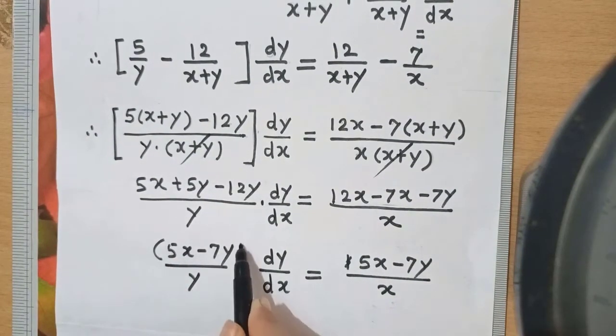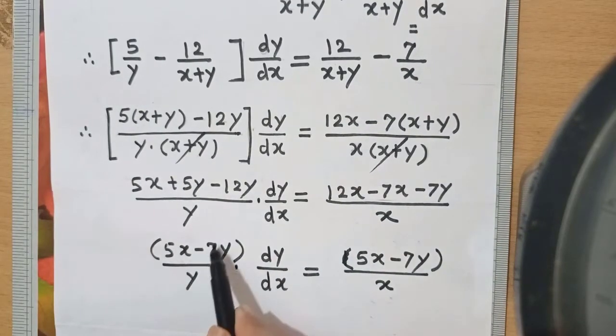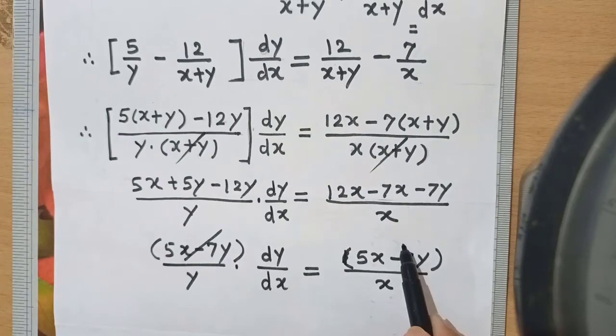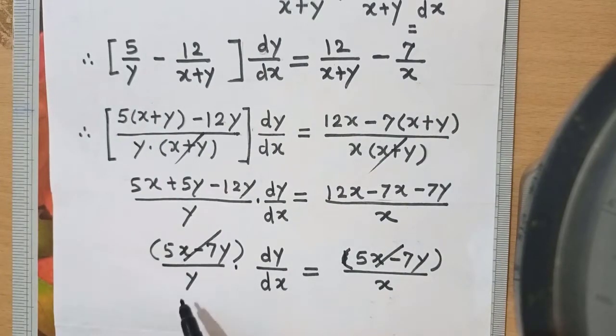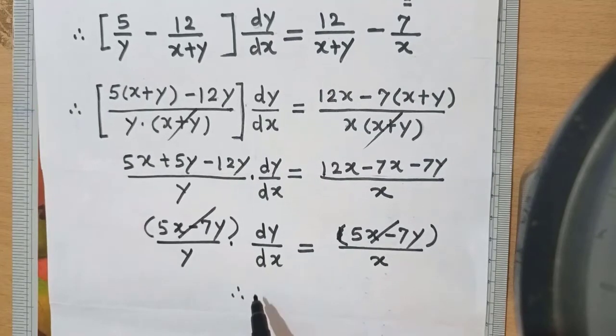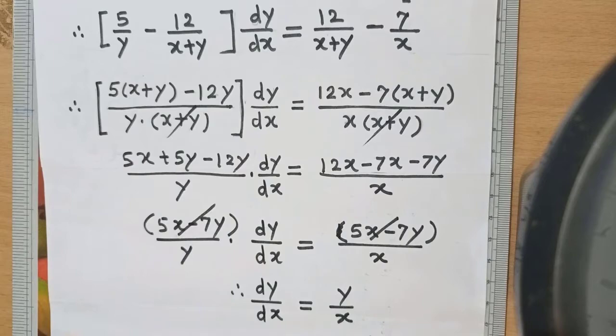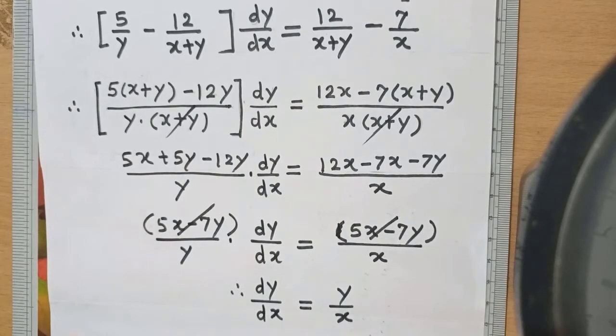Now look here, this is the same bracket we can see in the numerator. So from LHS and RHS it gets cancelled. Move this y to the right hand side, and therefore the final answer is dy by dx is equal to y upon x. Thus we have proved dy by dx is equal to y by x.